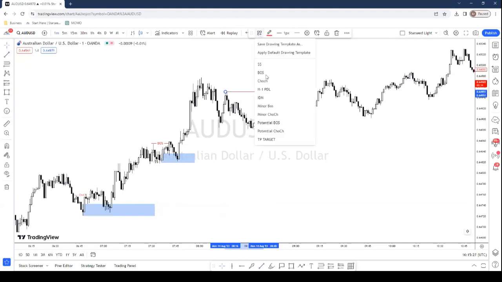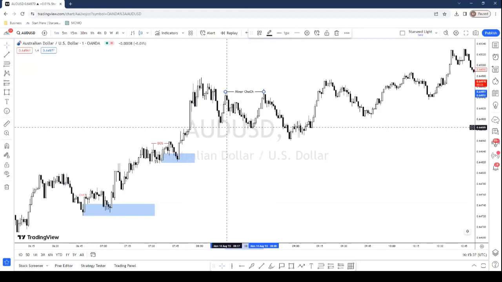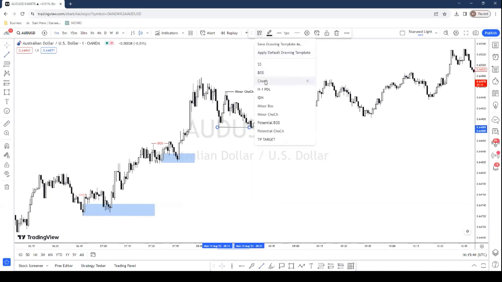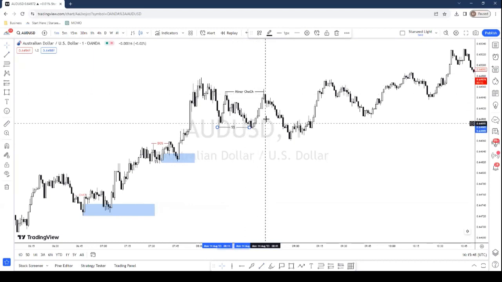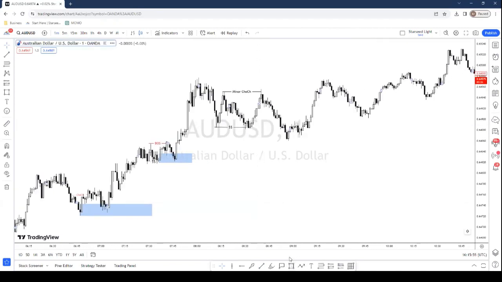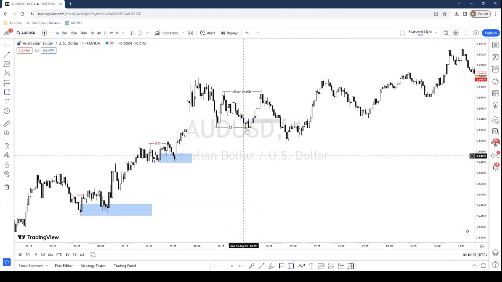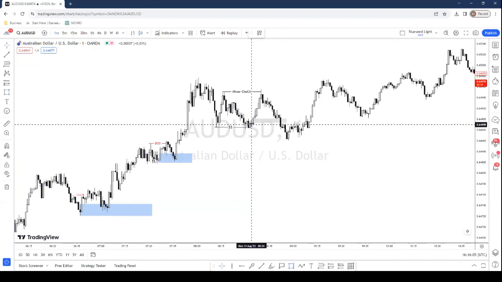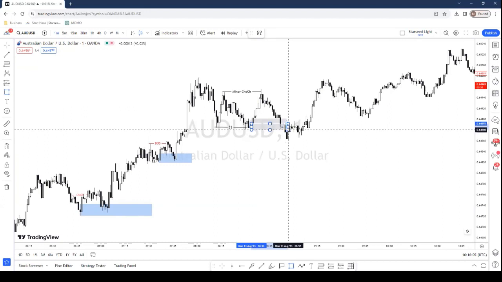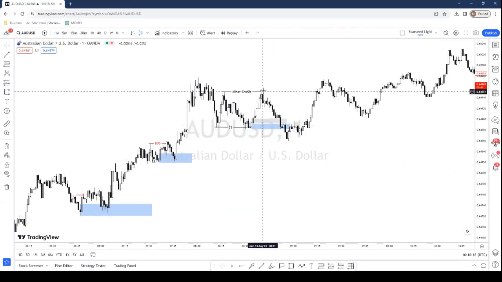Here is the minor chop. And here another liquidity being swept. Seems perfect. And I have a fair value gap over here. So I can place my pending buy from here, and then the stop loss is over here, or I merge it with the fair value gap. And either way, it hit the stop loss.